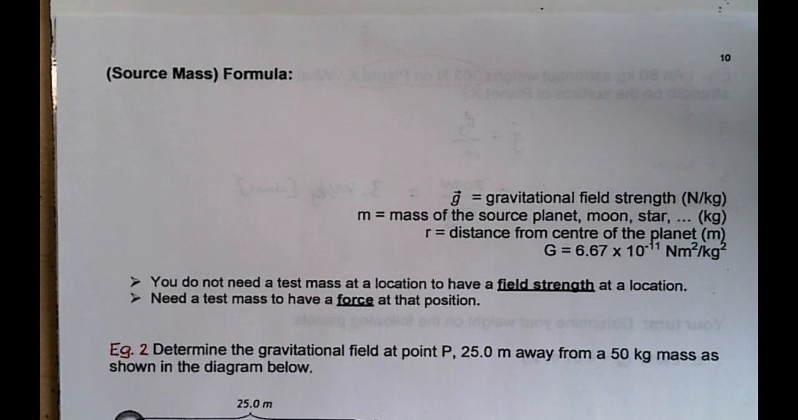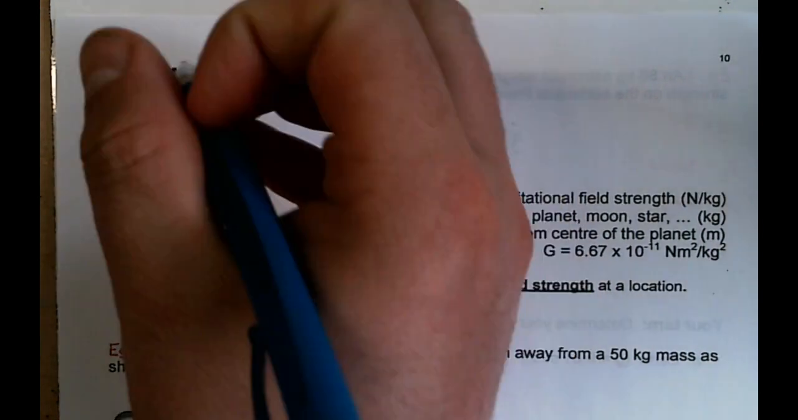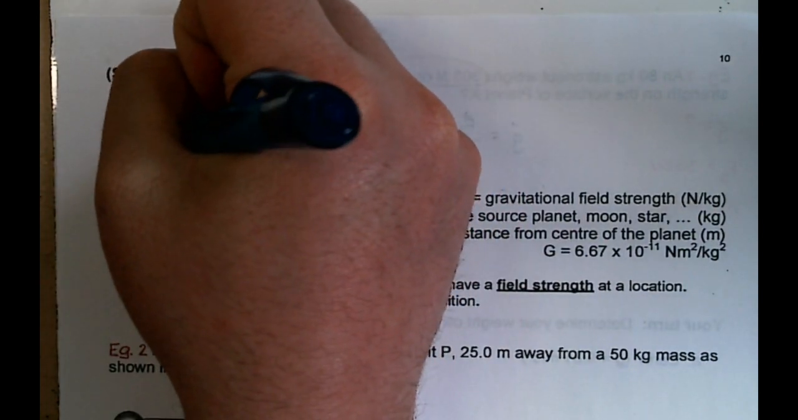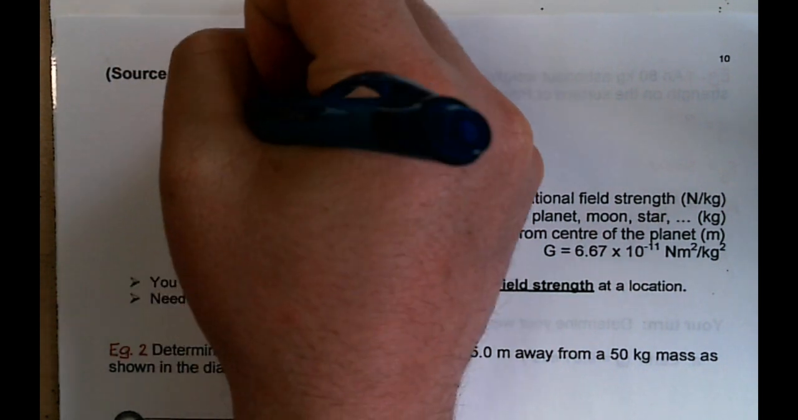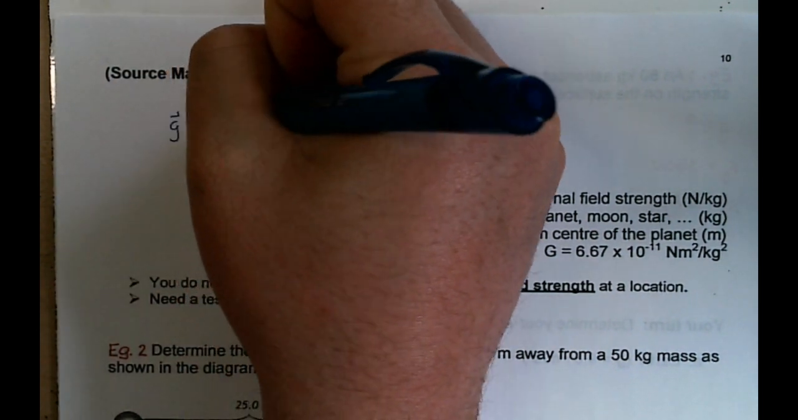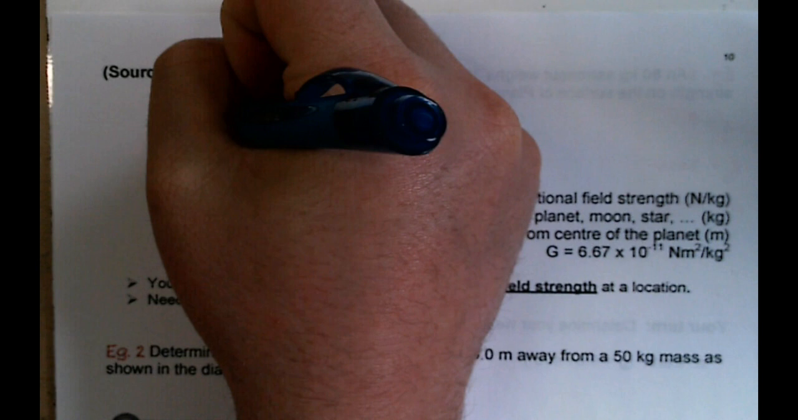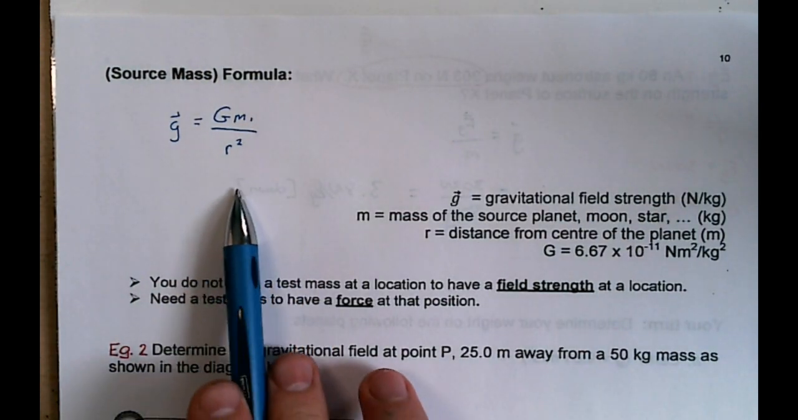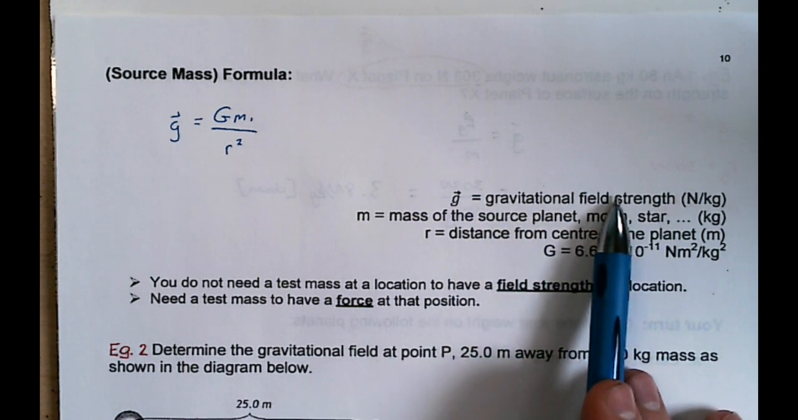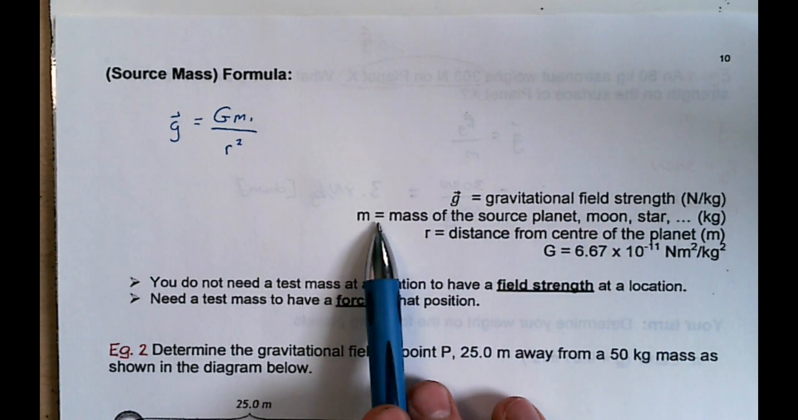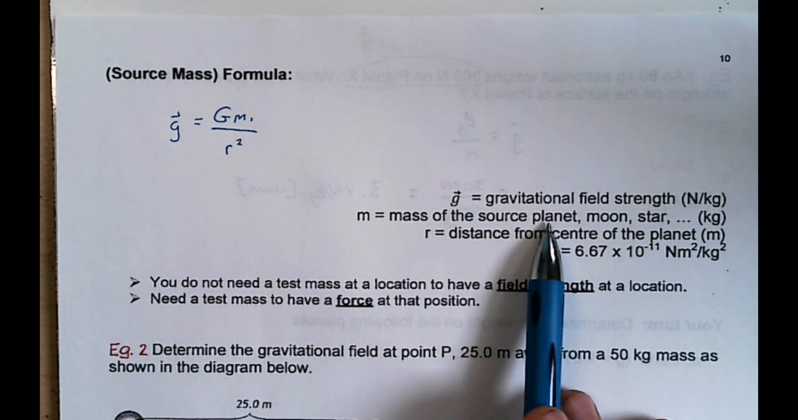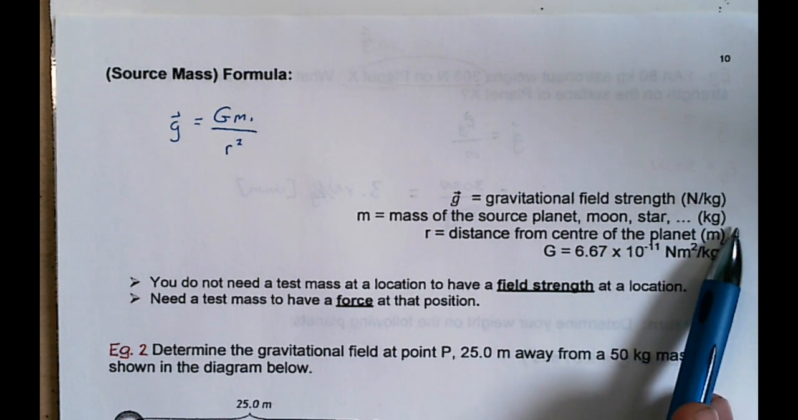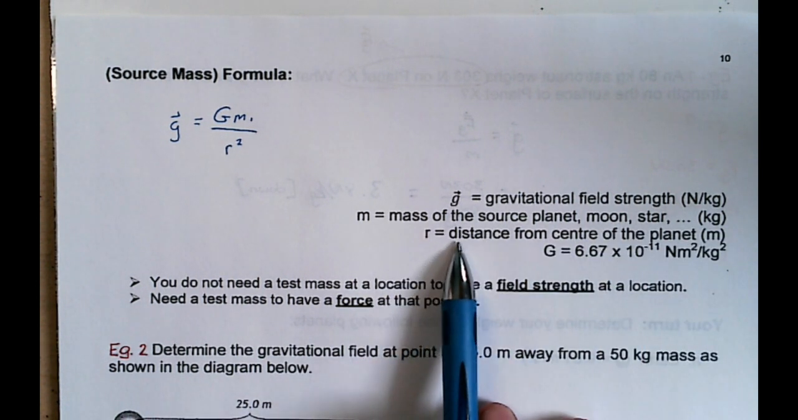Our source mass formula is on your formula sheet as well. That is g is equal to capital G, M over r squared. M is the mass of the source planet, moon, star, etc. in kilograms. r is the distance from the center of the planet. And capital G is our gravitational constant. It's 6.67 times 10 to the negative 11 newton meters squared per kilogram squared.